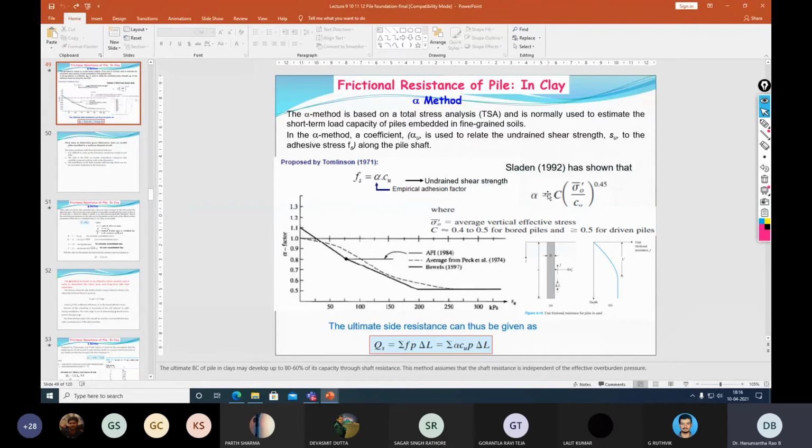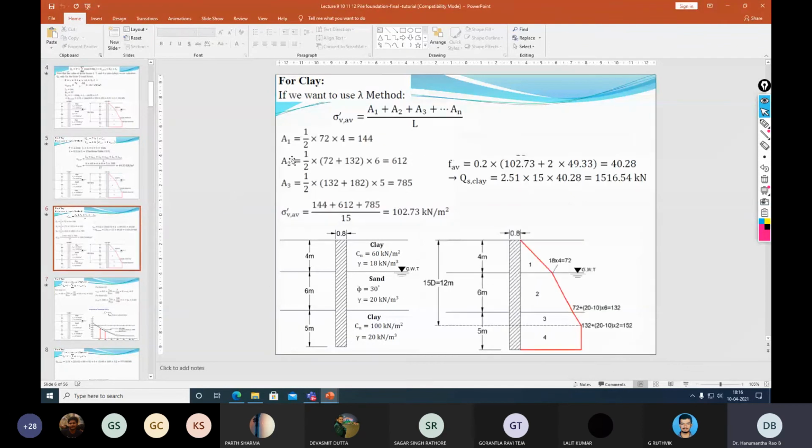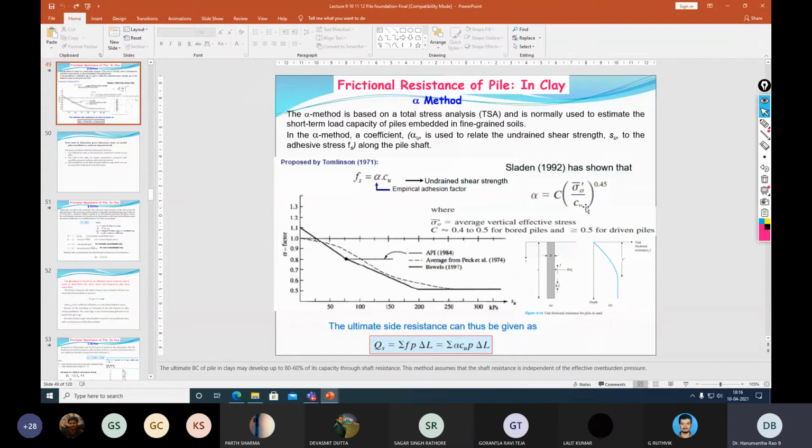So for each layer you can calculate the average value of sigma naught dash. For example, for the top clay layer, average sigma naught dash is 0 plus 72 by 2. And for the bottommost layer, it is 132 plus 182 by 2. It's already calculated. So you can also use the third method, alpha is equal to capital C into sigma naught dash by Cu power 0.45.